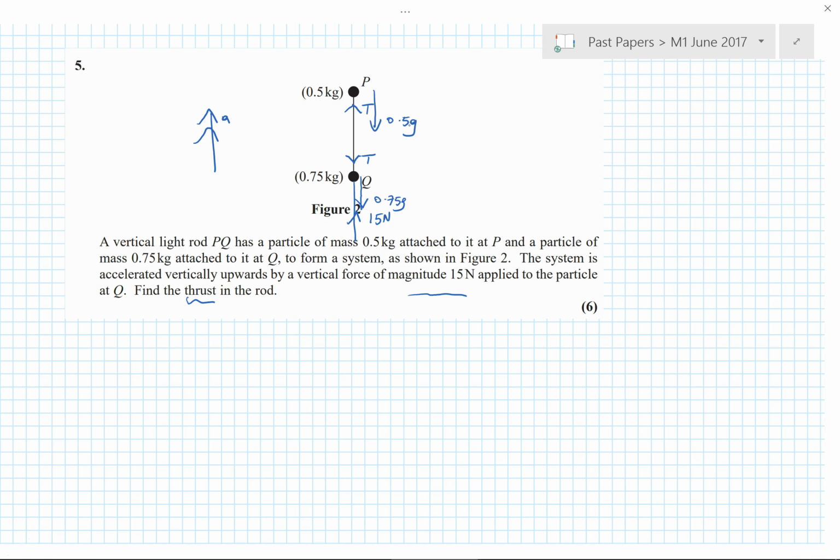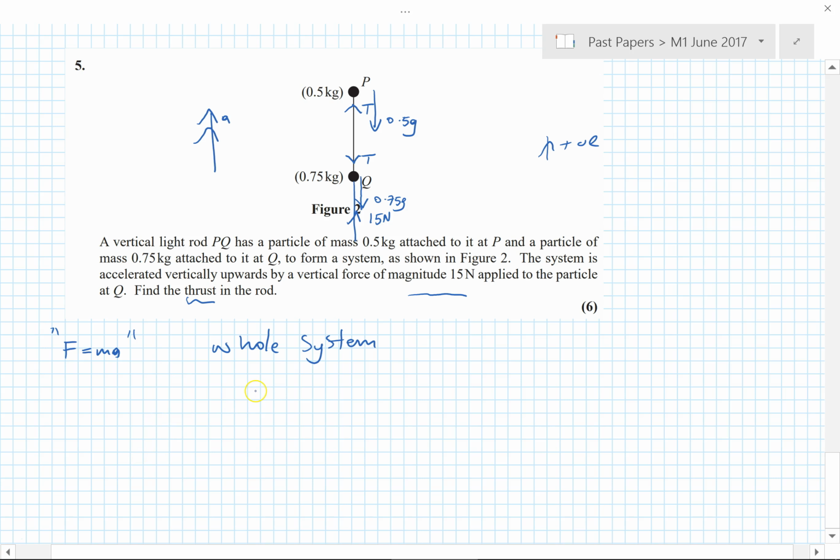So because it's all going in a straight line, it's often a good idea to apply F equals ma to the whole system. You can only do that if it's all in one direction, you can't do that with pulleys and things, but because it's all going in one direction, it's all fine. I tend to apply F equals ma in the direction of the acceleration, so upwards is positive. The thrust will cancel out, and I know we've been asked for the thrust, but we probably need to work out the acceleration in order to work out the thrust. So let's just do that.